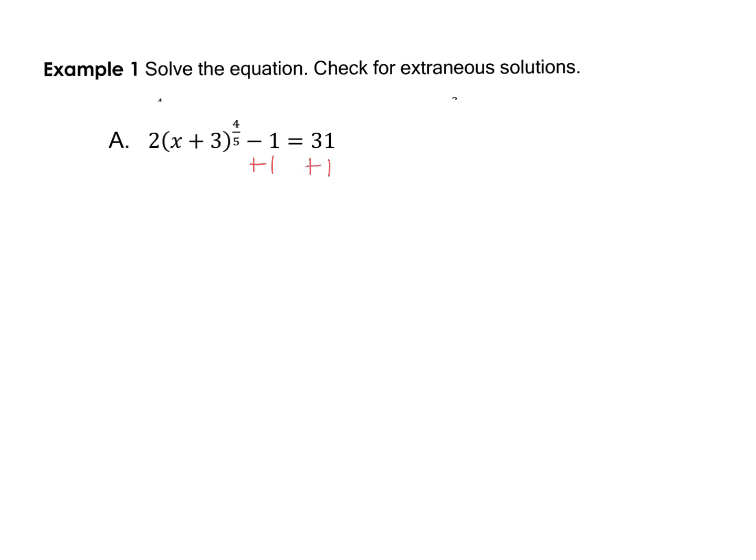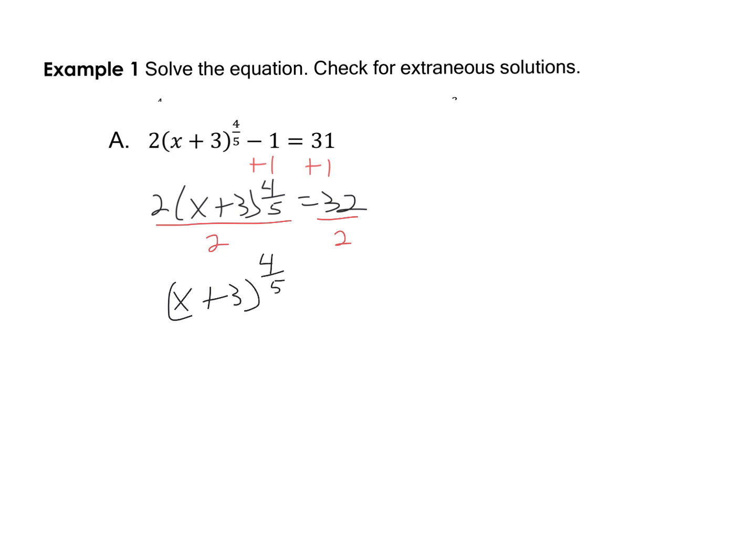Okay, when we do that, our equation is going to be 2 times (x plus 3) to the 4/5 equals 32. Now, all of this is being multiplied times 2. So I'm going to do the inverse, which is to divide both sides by 2. Now my equation says (x plus 3) all raised to the 4/5 power equals 16.